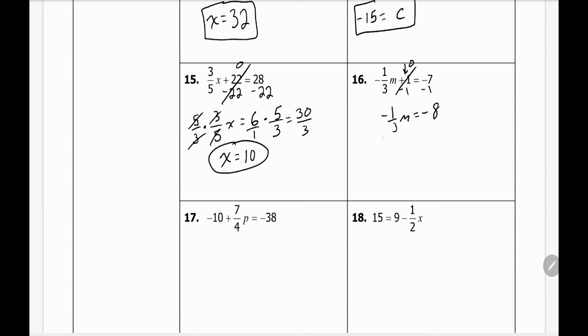Alright, we have to get rid of this fraction now. So negative 1/3's reciprocal is negative 3 over 1, and we're going to multiply. Alright, 3 on top, 3 on bottom, 1 on top, 1 on bottom. Negative times negative is positive. So we have m is equal to, let's change this negative 8 into a fraction. Negative 8 multiplied by negative 3. Well, negatives multiplied together gives us positive. That's 24 over 1 times 1 is 1, and 24 over 1 is just 24. That's our answer.